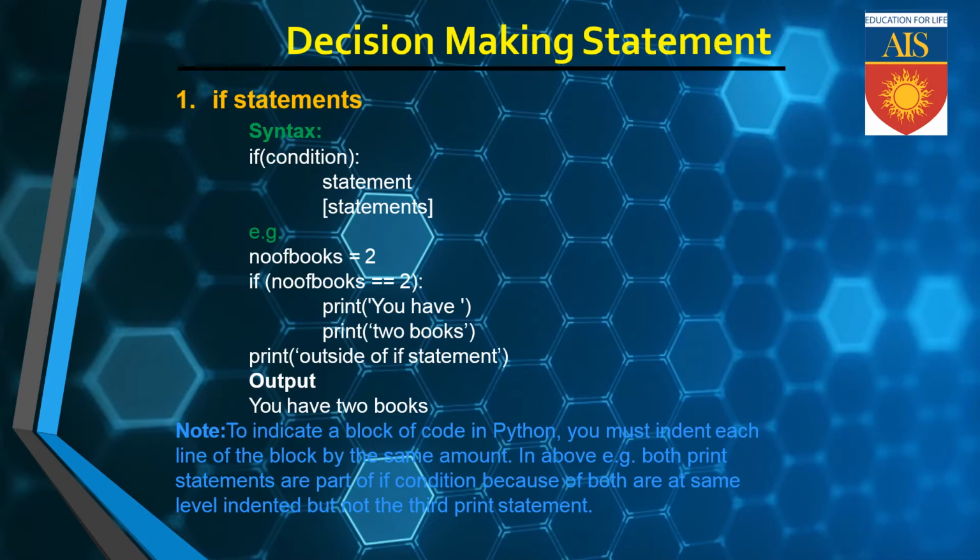Note, to indicate a block of code in Python, you must indent each line of the block by the same amount. In the above example, both print statements are part of the if condition because both are at the same indentation level, but not the third print statement.